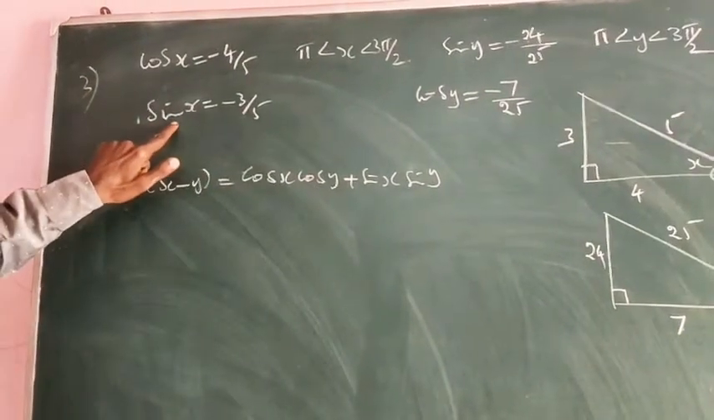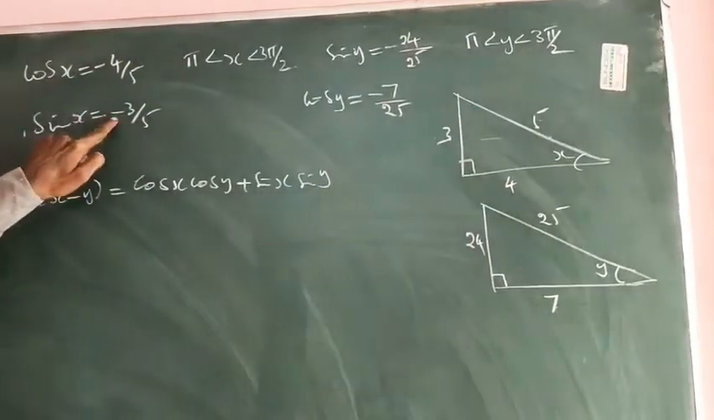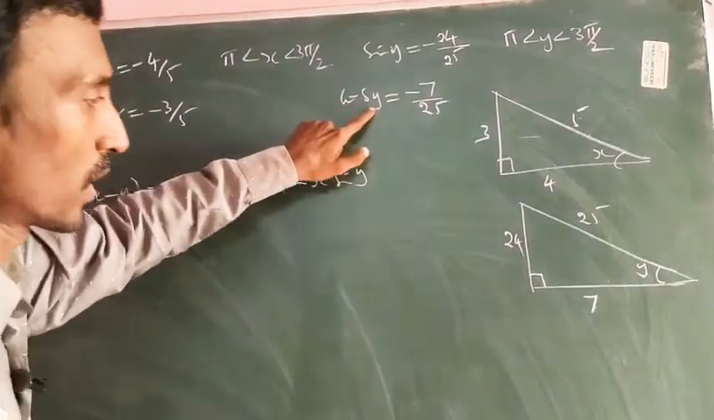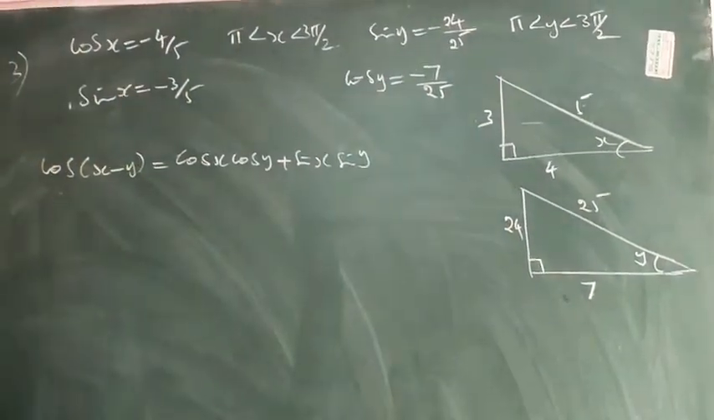In the third quadrant, tan and cot are positive, sin and cos are negative. So when we are finding sin, opposite side by hypotenuse, anyway minus, because third quadrant. Similarly, cos y equals minus 7 by 25. Once again third quadrant, cos negative.